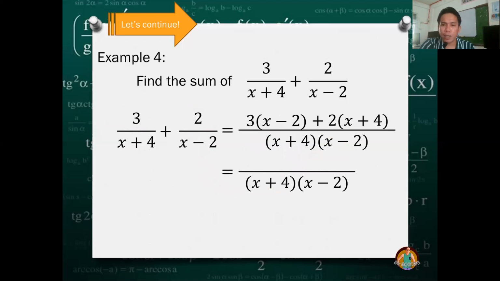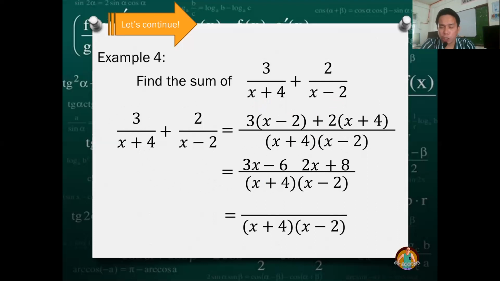Let's copy the denominator. Next, i-simplify natin yung numerator na nasa taas. We will do the distributive property of multiplication. Ito yan. 3 times x will give us 3x and 3 times negative 2 will give us negative 6. Next, 2 times x will give us 2x and 2 times 4 will give us positive 8. Next, we will just combine like terms. I-combine natin yung magkaparehong term. 3x and 2x, i-combine natin will give us 5x.